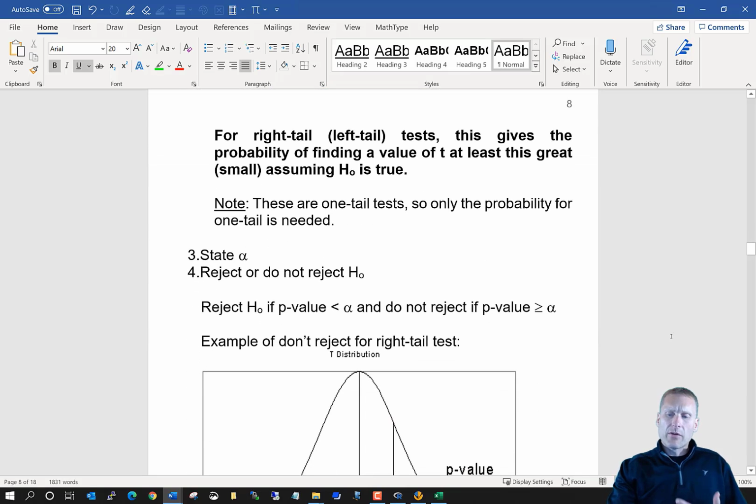And just as a reminder, what does a p-value give you here? Well, for a right-tailed test, it gives the probability of finding a value of t at least this great, assuming H0 is true. Step 3, state your alpha level. Step 4, decide if you reject or don't reject, the same way as we've done before. P-value less than alpha, reject. P-value greater than alpha, don't reject.